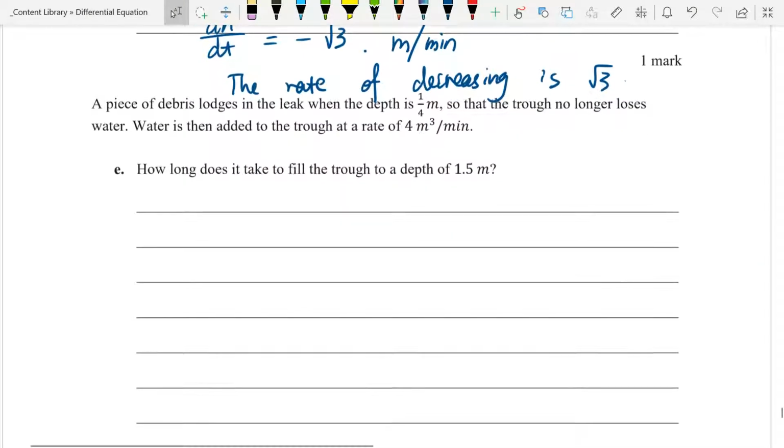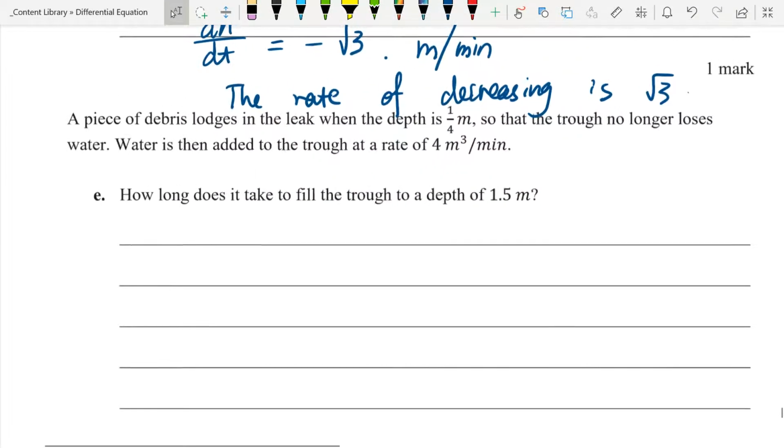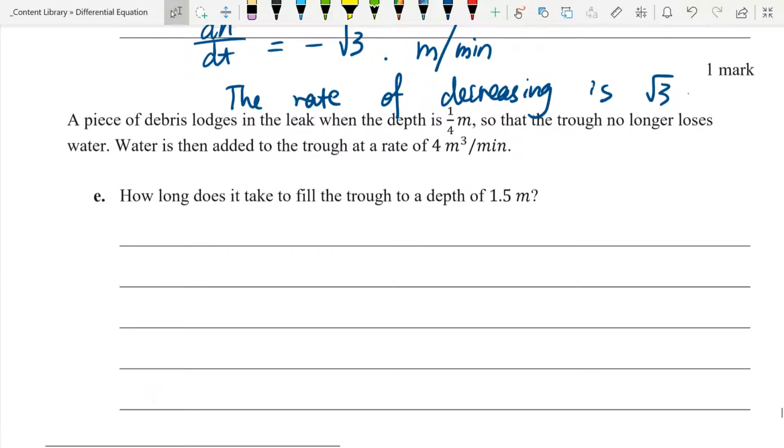Right. So my exercise is the last question, which is directly revised on what we learned yesterday. I can't find a proper wording question with you yesterday, but this one will be a good one. So basically, when it leaks to a depth of a quarter, it's no longer losing water. Okay, stop the water, no longer losing, and then the water is added in at a rate of 4 meter cube per minute. So now we are adding water into the trough.